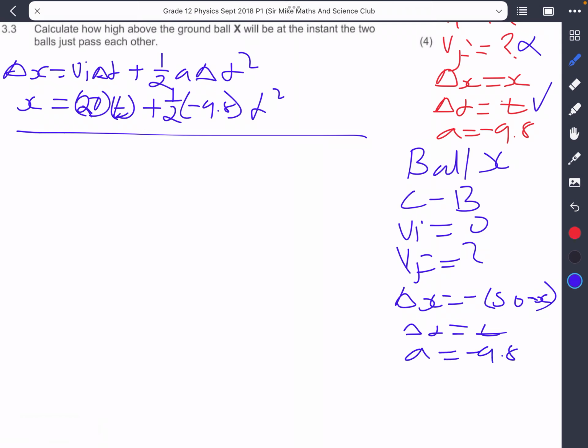So I'm just going to choose that. Now remember, I don't have the final velocity, but I have the initial velocity, and I also have the displacement being 50 minus x. So I'm going to choose the equation that says delta x equals vi delta t plus a half a delta t squared. So delta x would be negative, that would be 50 minus x.